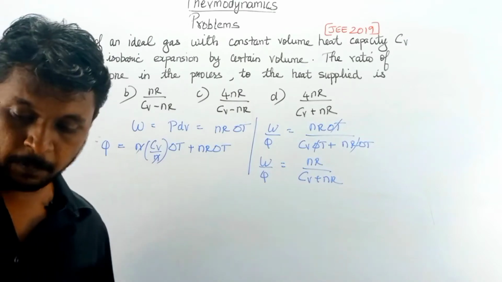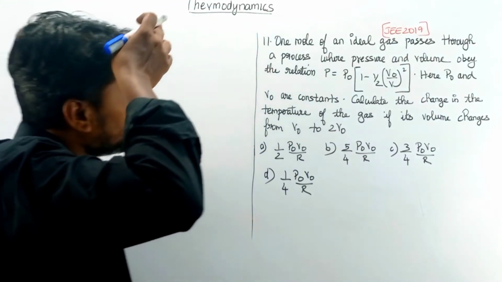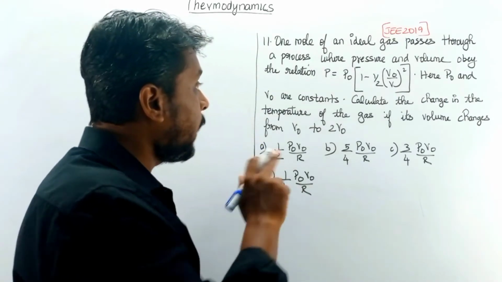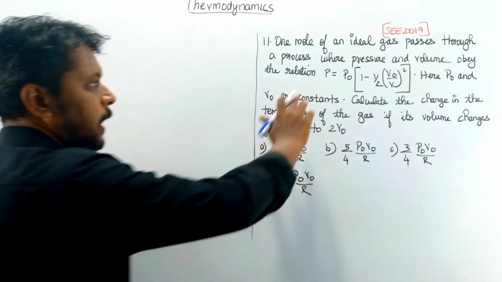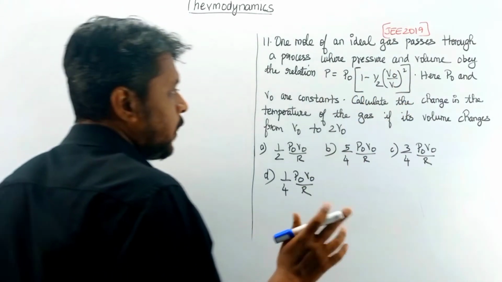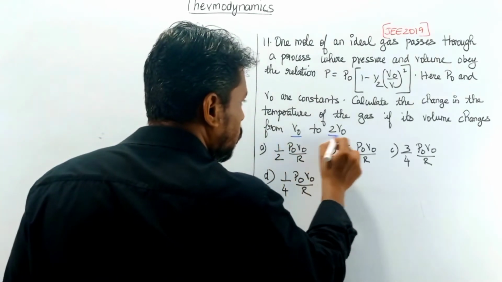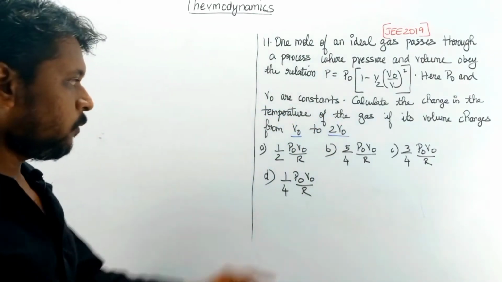Okay, in this 11th problem, they have given 1 mole of an ideal gas that passes through a process where pressure and volume obey this relation. Here P0 and V0 are constants. Calculate the change in temperature of the gas if its volume changes from V0 to 2V0.